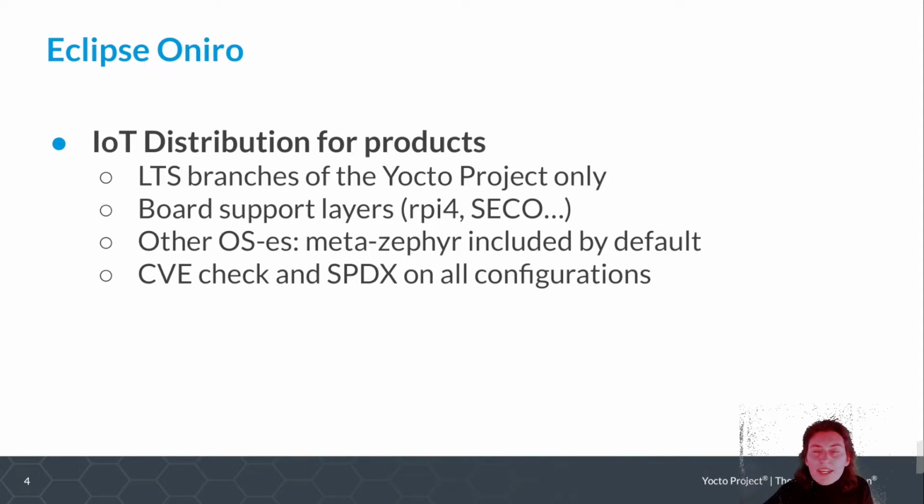And also there are some quite unique and specific parts. Eclipse Oniro doesn't just support Linux, it also supports other operating systems like Zephyr. So we have meta-zephyr by default. And then we are running CVE checks and SPDX generation on all configurations. More about IP compliance efforts will be in the presentation tomorrow. I'm going to mostly cover the cve-check.